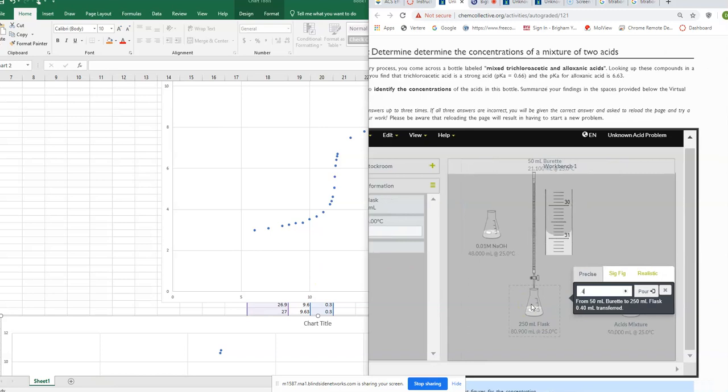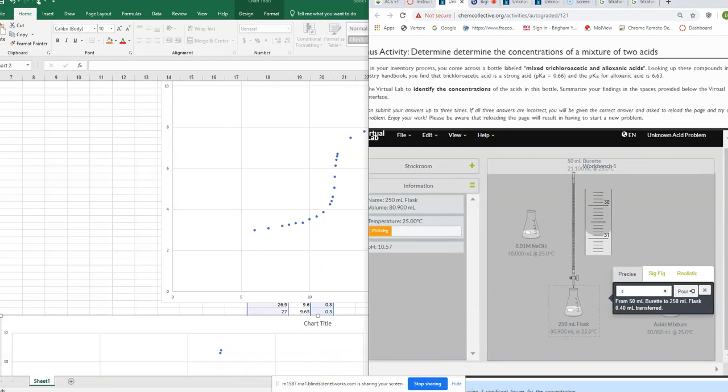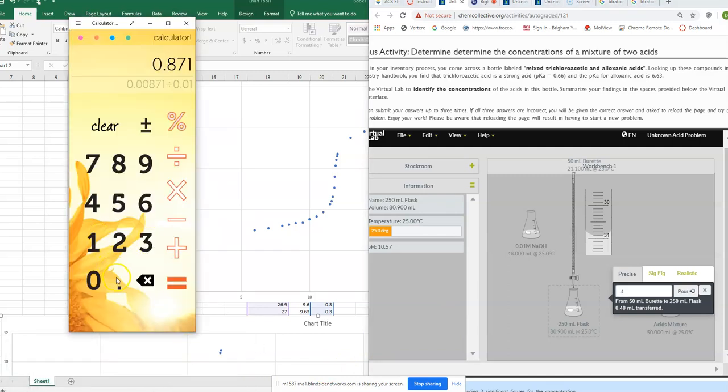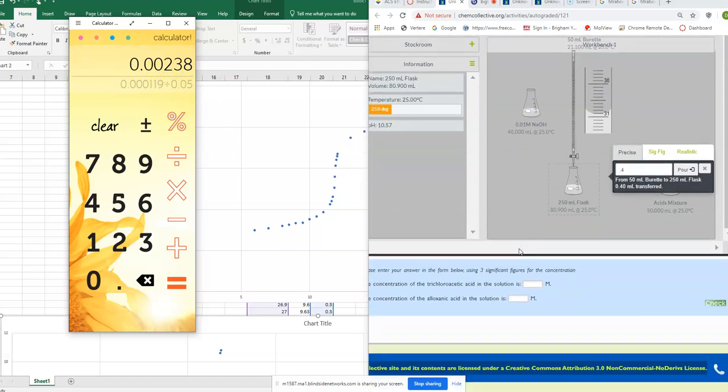What was my acid here? Yeah, 0.01. So 0.0119 liters times 0.01. So that there's that many moles of our strong acid in the solution, and that was in 0.05 liters of it. So that's 0.00238.